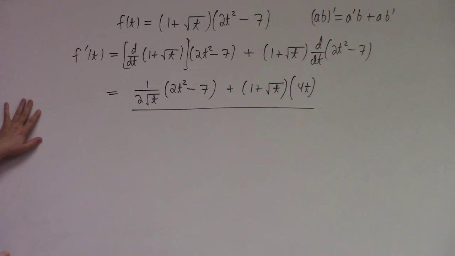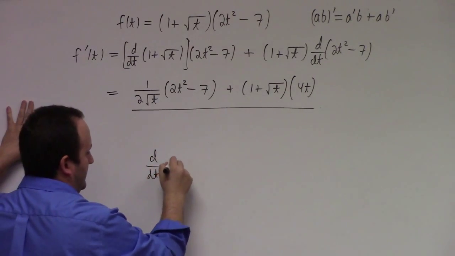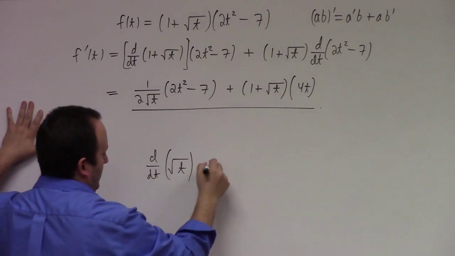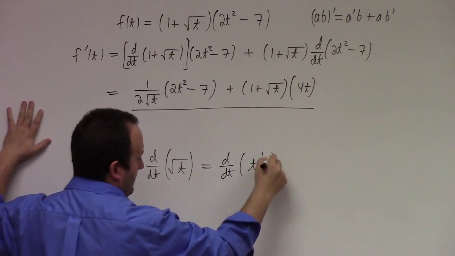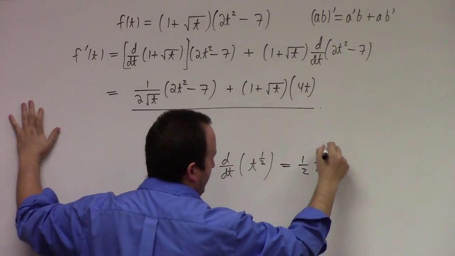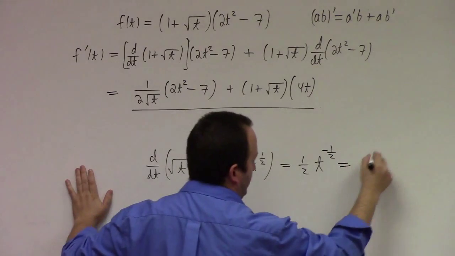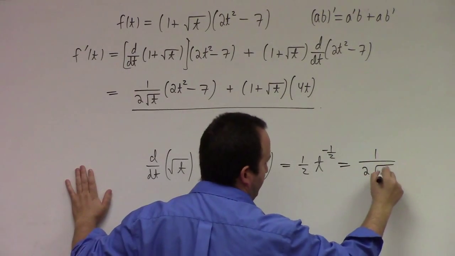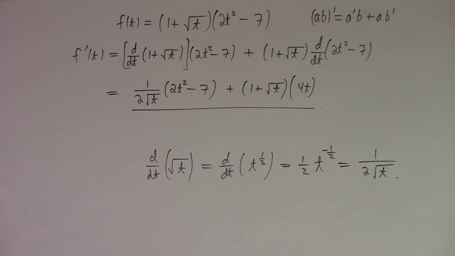So that's the derivative. Now, the derivative d/dt of the square root of t. Okay, so what happened there? This is d/dt of t to the 1/2, right? Which is 1/2 t to the 1/2 minus 1, which is t to the minus 1/2. Which, of course, is 1 over 2 times the square root of t, and that's why I wrote that there. That's just something to remember from here on out.